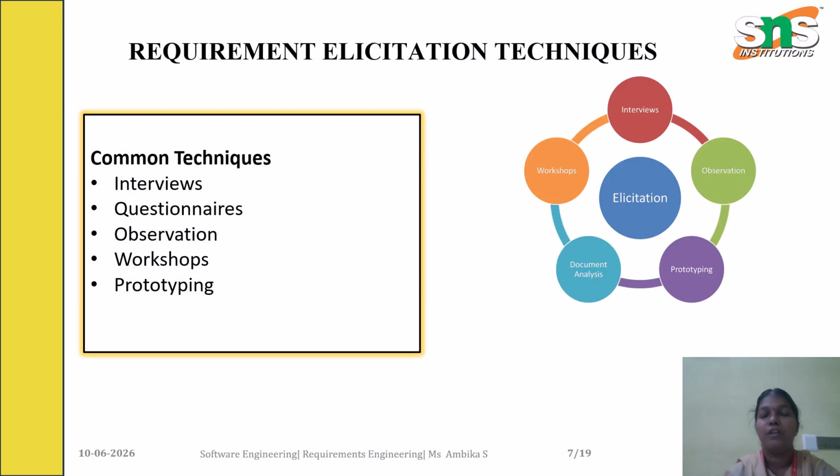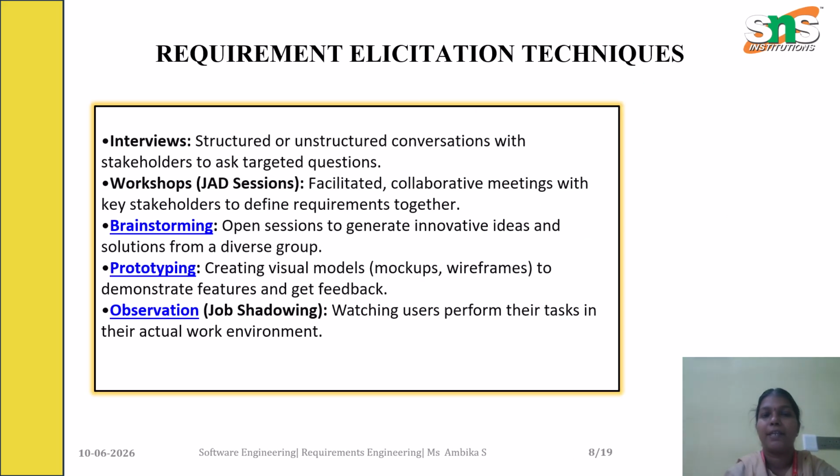Common elicitation techniques include interviews, questionnaires, observation, workshops as well as prototyping. Interviews can be done with the stakeholders to ask targeted questions. Next come the workshops. These are facilitated, collaborative meetings done with the key stakeholders to define the requirements together. Next is brainstorming. Open sessions can be conducted in order to get innovative ideas or solutions from a diverse group. Next, prototyping is done by creating visual models to demonstrate the features as well as to get some feedback.